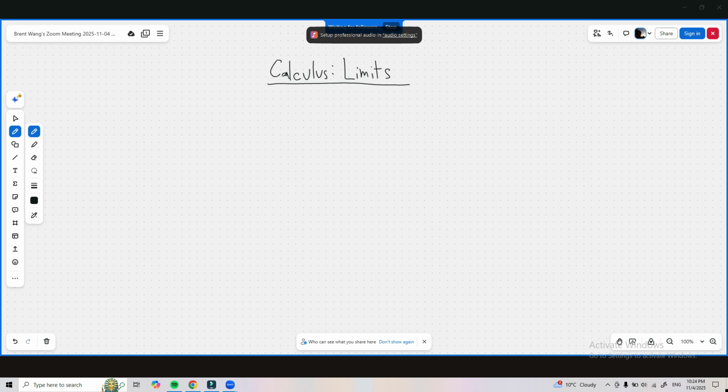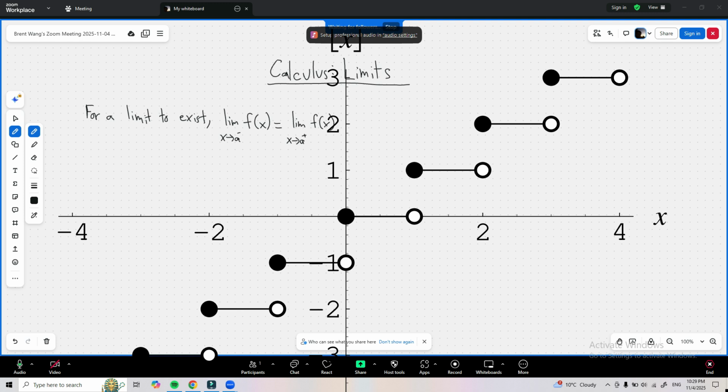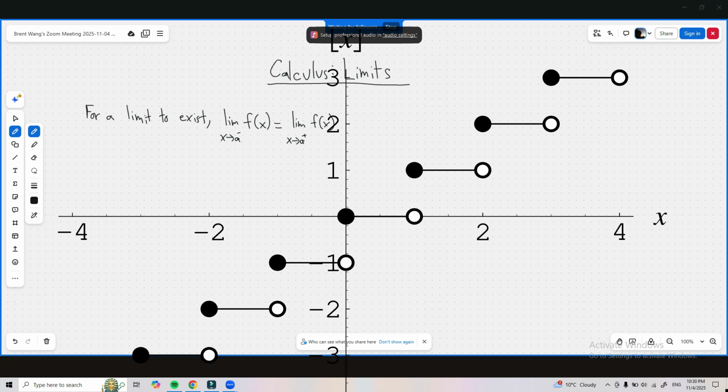The reason why this is the case is because the one-sided limits, whenever x approaches an integer, are not the same. For a limit to exist, the left-hand side of the limit as x approaches a from the negative side has to equal the limit as x approaches a from the right-hand side, or positive side. You can see that that's clearly not the case for a floor function.